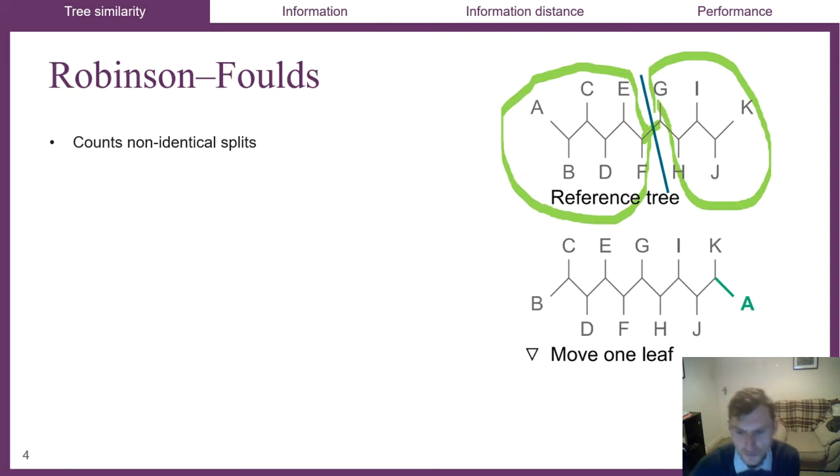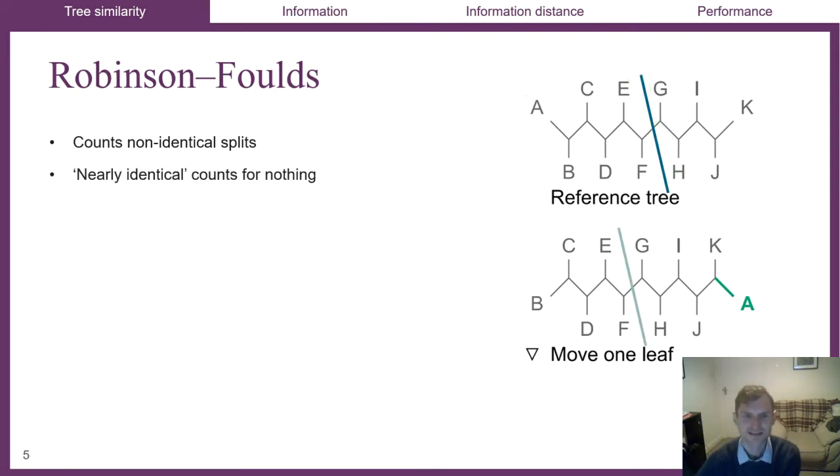One of the many shortcomings with this measure is that nearly identical splits count for nothing. So here I've just made a small edit to the tree. I've moved one leaf to the other side. But there's not one split in this tree that occurs in the second. As a result, these two trees, which agree on most of the relationships between taxa, have the maximum Robinson-Foulds distance.